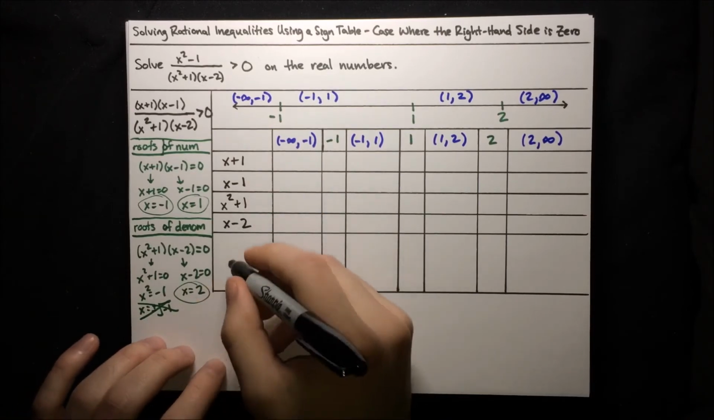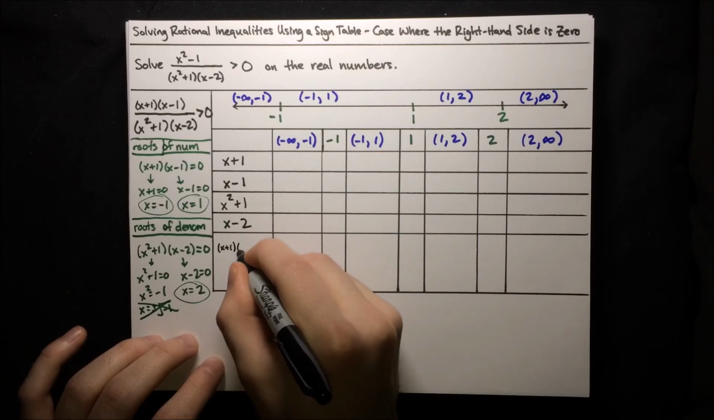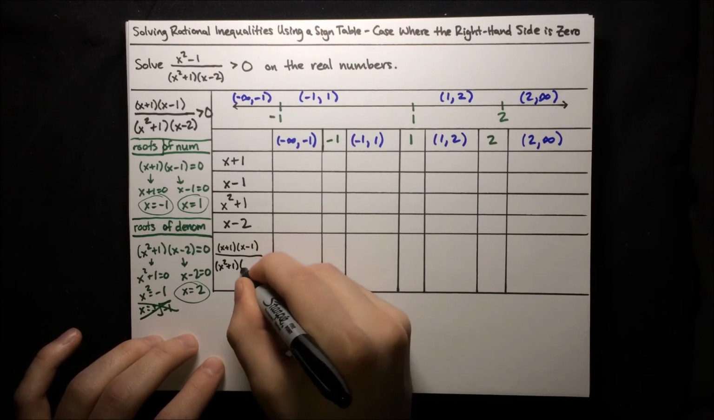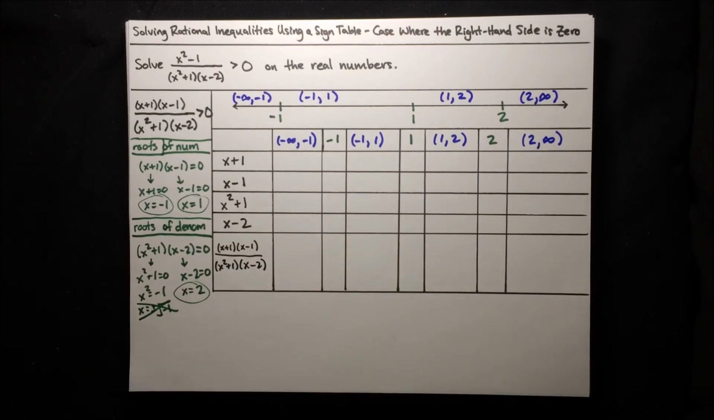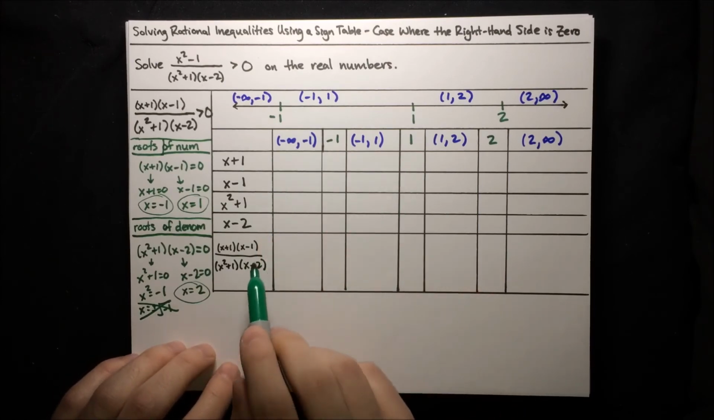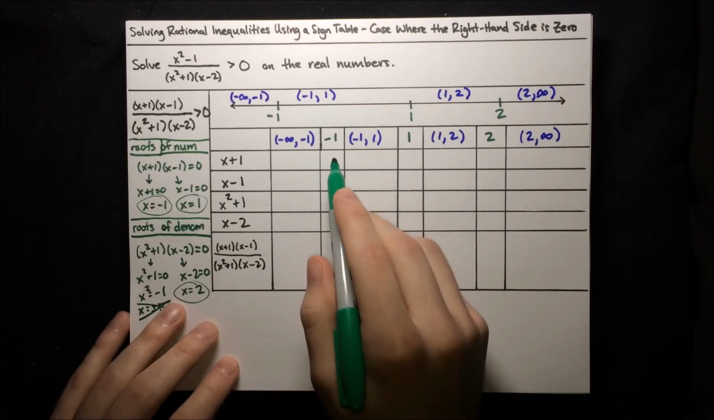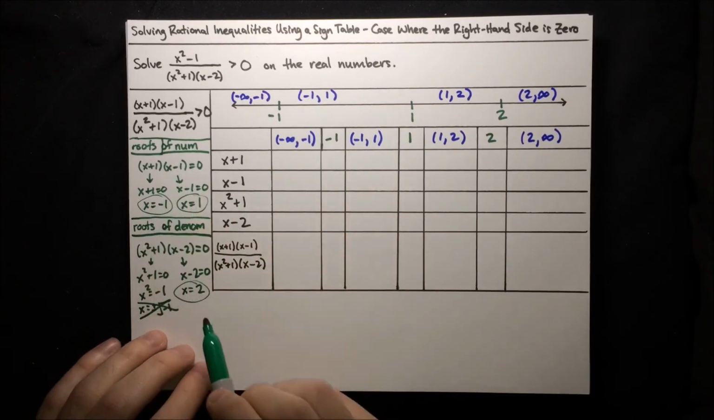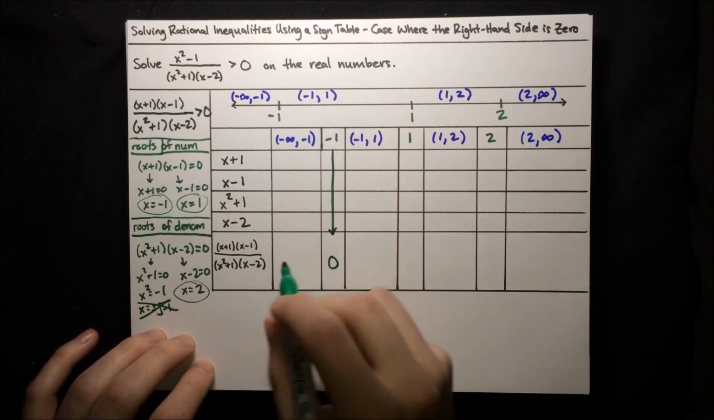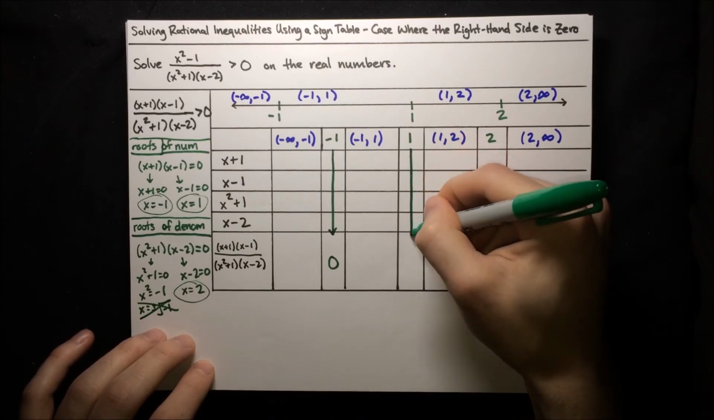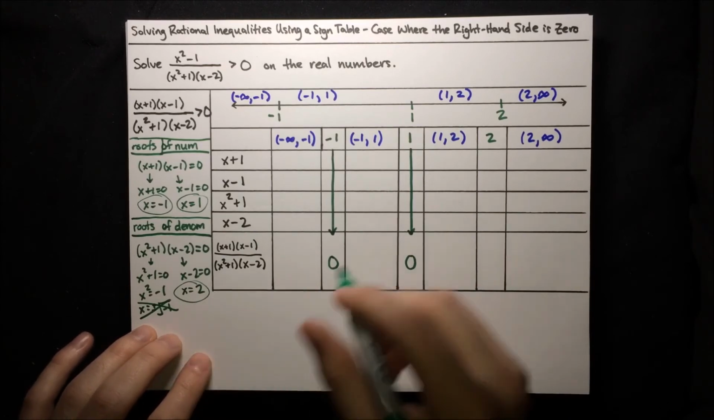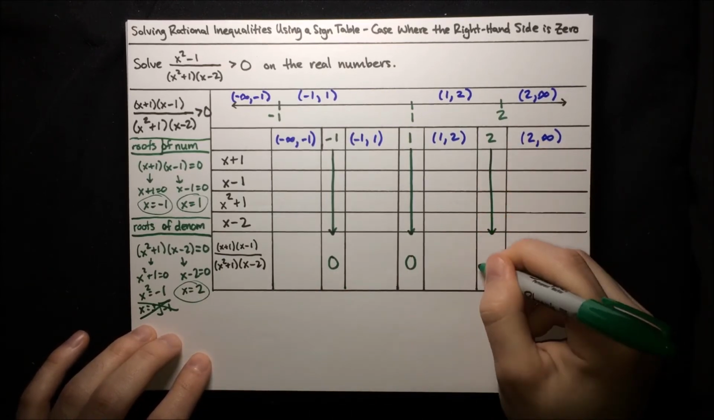Our full factored expression was (x plus 1) times (x minus 1) over (x squared plus 1) times (x minus 2). Great, so now let's figure out what these intervals and breakpoints correspond to in the rational expression. -1 was a root of the numerator, so that causes this expression to go to 0. Likewise, 1 was also a root of the numerator, so that causes the expression to go to 0, and then 2 was a root of the denominator, so that causes the expression to be undefined.